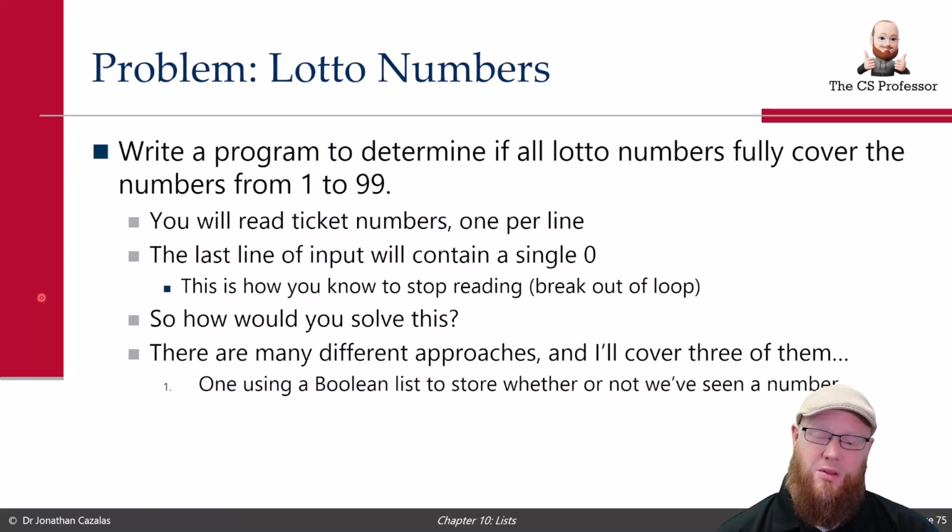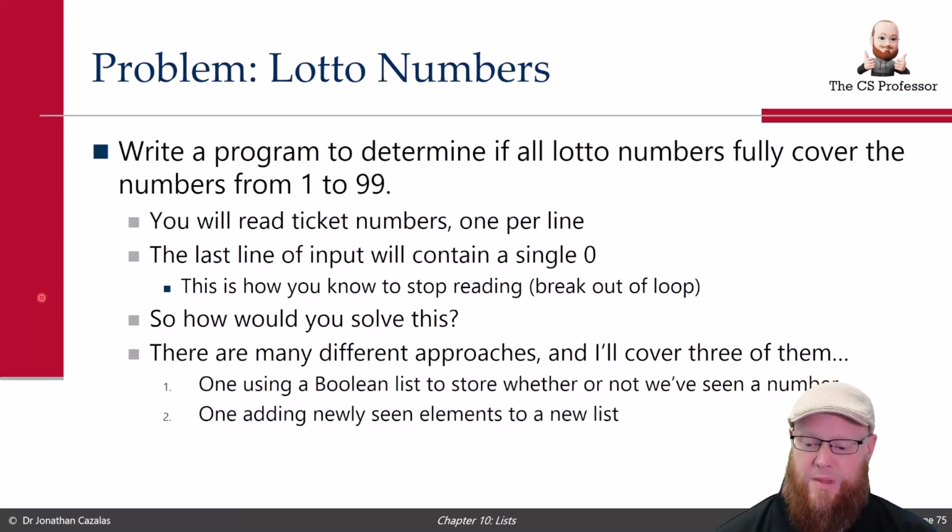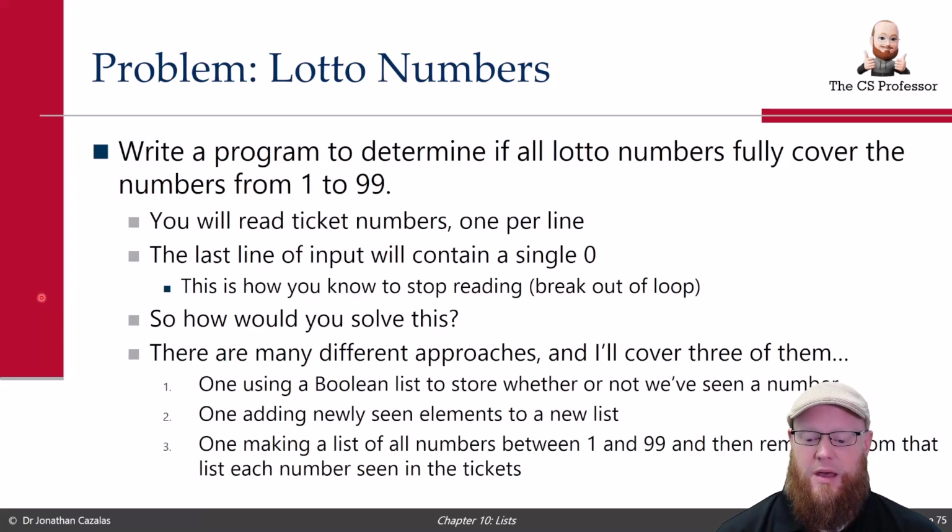The first is going to be using a Boolean list that will store whether or not we've seen one of those integers from 1 to 99. Another is going to be adding newly seen elements to a list. If we have never seen them before, we're going to add them to a list. Another is going to make a list of all numbers from 1 to 99 and then remove from that list each number that we have seen. And I'm going to go through each of these solutions.